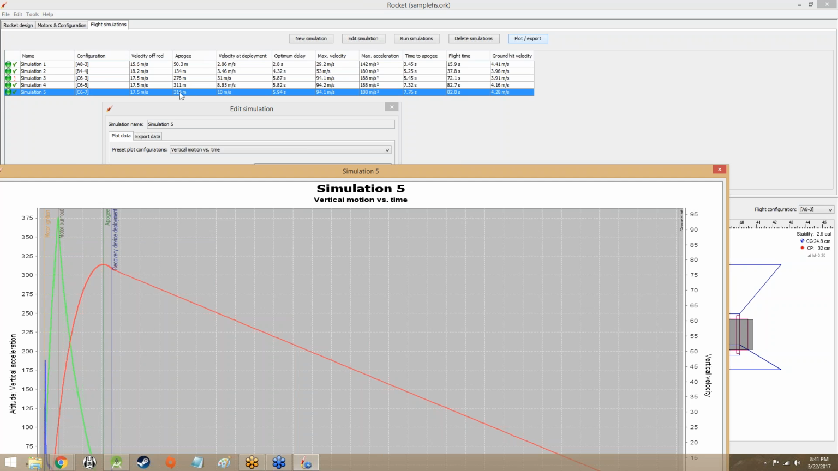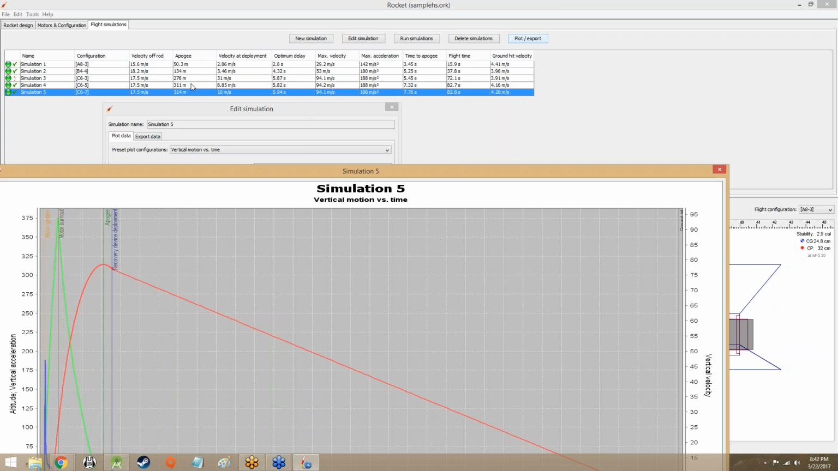But anyway, apogee gets a little bit higher, so we allow it to reach its full apogee before we deploy the recovery system. It hits the ground a little bit faster. It flies for just a wee bit longer. And as you can see, our optimum delay gets a little bit longer, which is strange. But a lot of that has to do with the fact that because it reaches its apogee naturally before the recovery device deploys, we get a clearer picture.